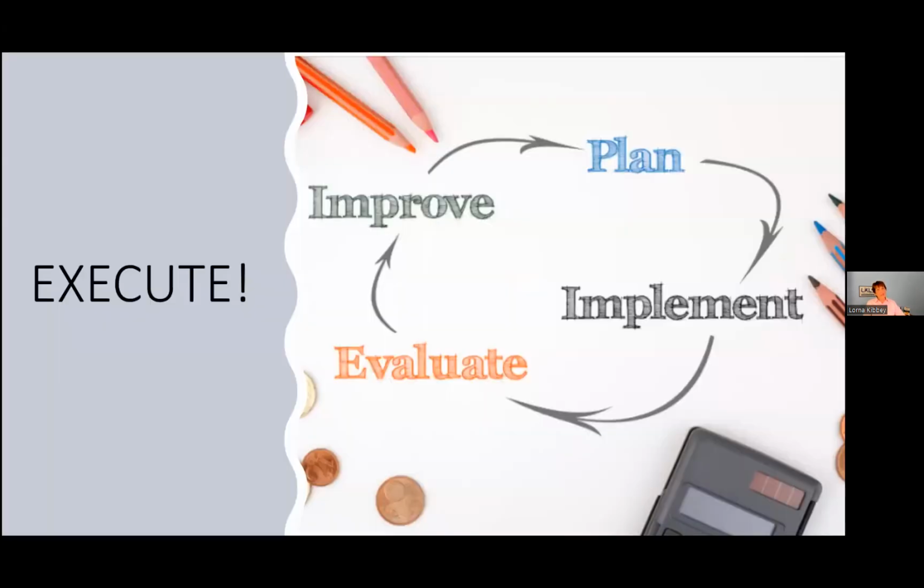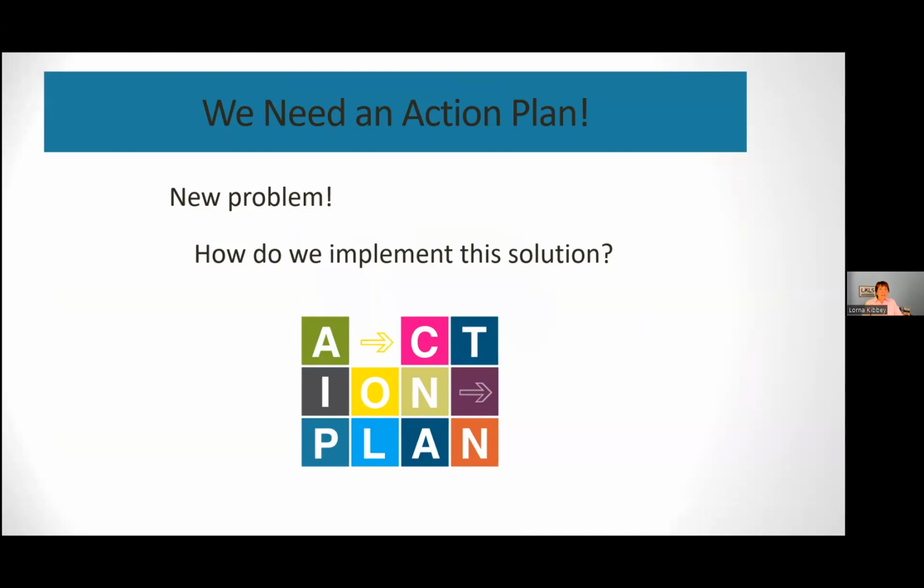Okay, and now we have to get to executing. This is like, you know, the Deming model, plan, do, check, act, right? Where we get the actual execution, improve, plan, implement, evaluate. You know, we need an action plan. Yes, we're going to have an action plan. How do we implement the solution? What do we do? What are we going to do going forward?